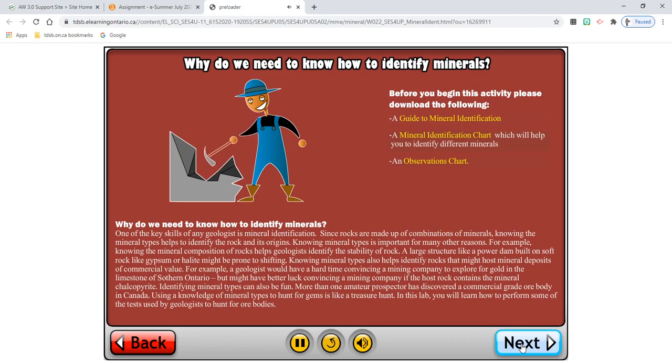A large structure, like a power dam built on soft rock, like gypsum or halite, might be prone to shifting. Knowing mineral types also helps identify rocks that might host mineral deposits of commercial value. For example, a geologist would have a hard time convincing a mining company to explore for gold in the limestone of southern Ontario, but might have better luck convincing a mining company if the host rock contains the mineral chalcopyrite.